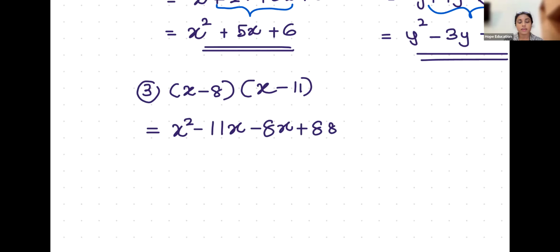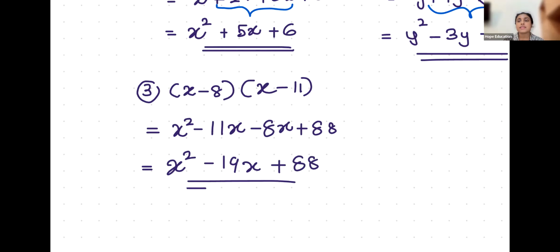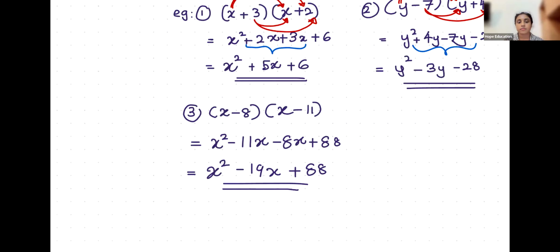So x squared minus 11x minus 8x, both are minus. So 11 plus 8 is 19. Then add a minus in front. So minus 19x plus 88. Is this clear? Is this what you got, Lamai? Yes. What about others? Okay.